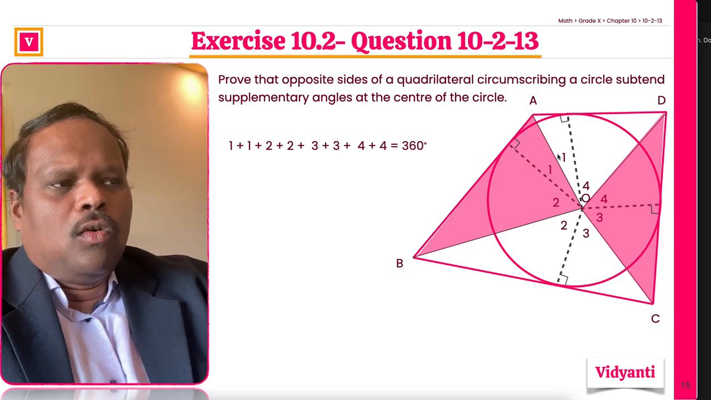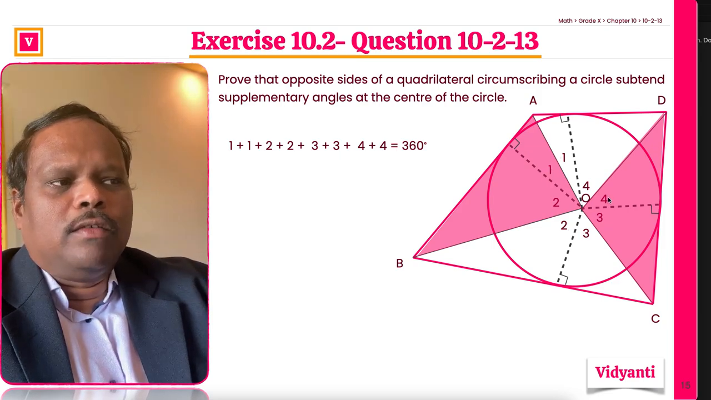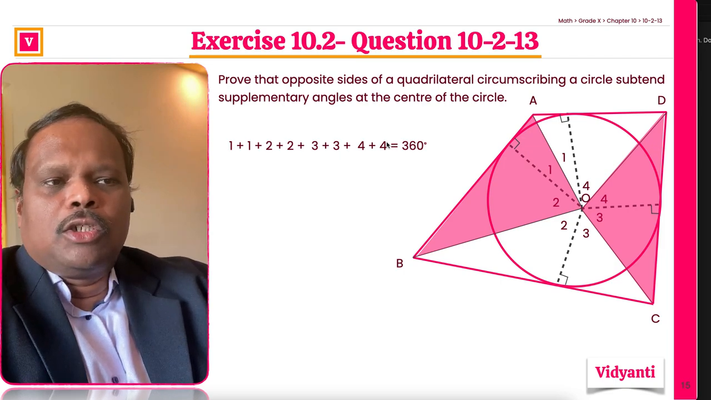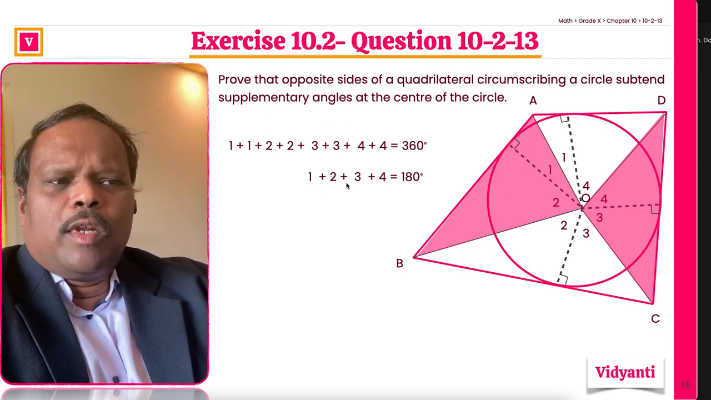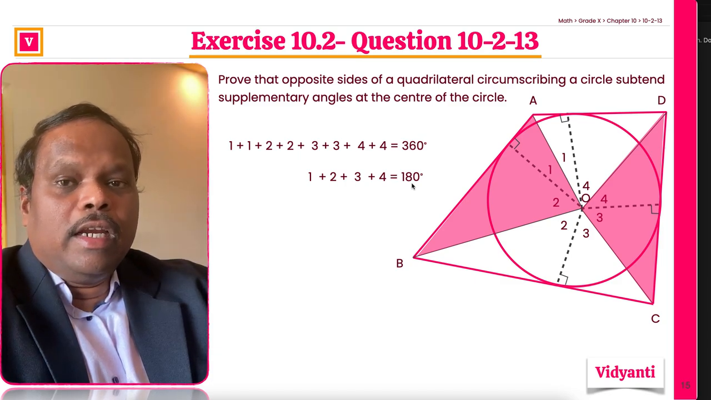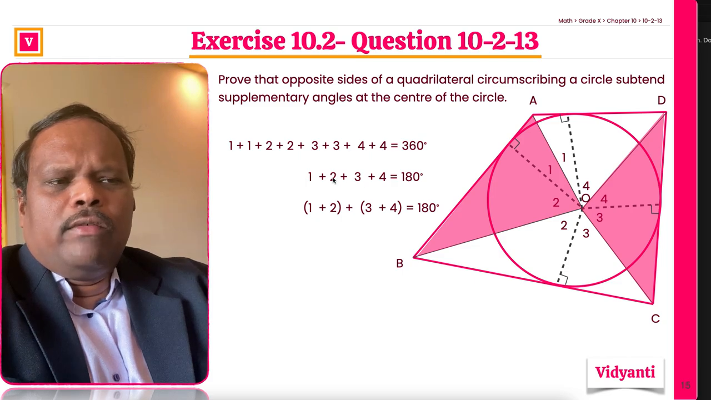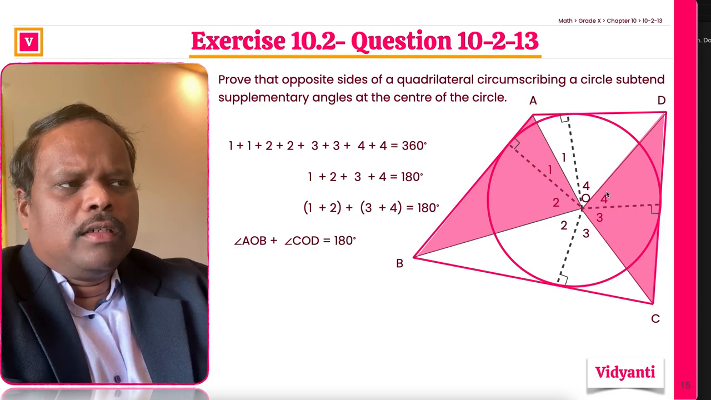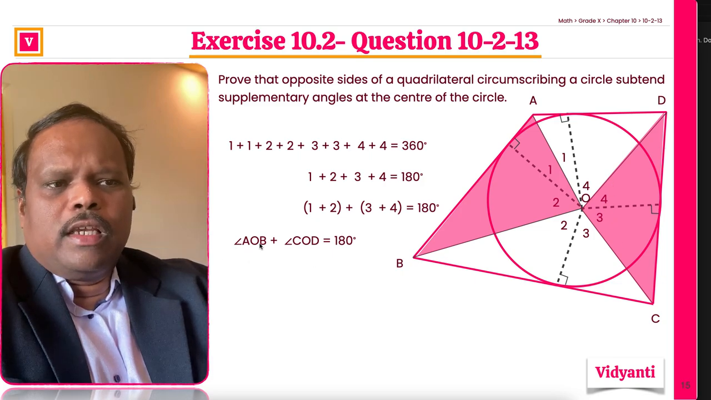So I can say 1 plus 1, 2 plus 2, 3 plus 3, 4 plus 4, together that would be 360 degrees. So that means 1 plus 2 plus 3 plus 4 is going to be exactly half of that, which is 180 degrees. Now I will group them 1 plus 2 and then 3 plus 4. So now we know that 1 plus 2 is nothing but AOB and 3 plus 4 is nothing but this DOC. So I can say AOB plus COD equal to 180 degree supplementary angle.